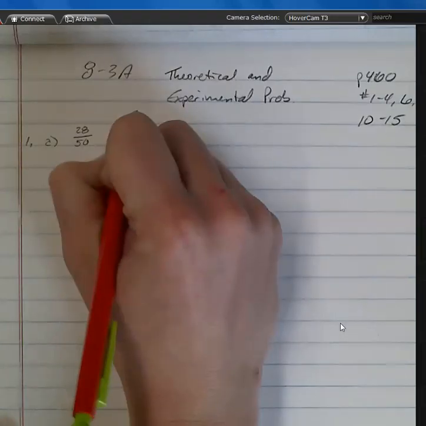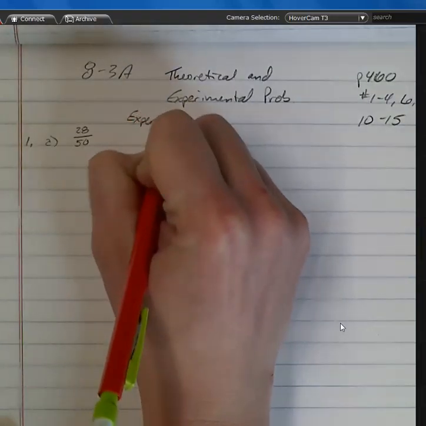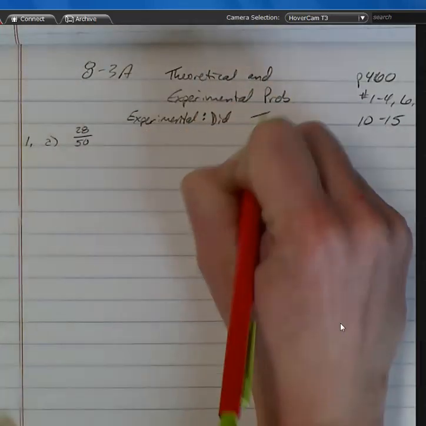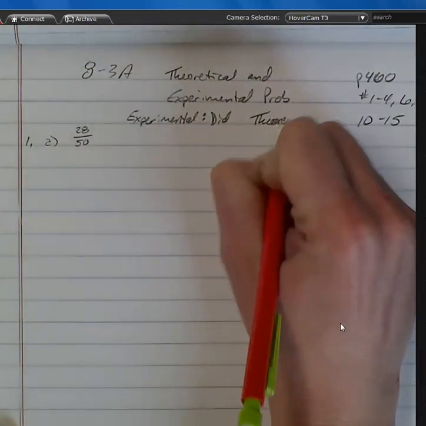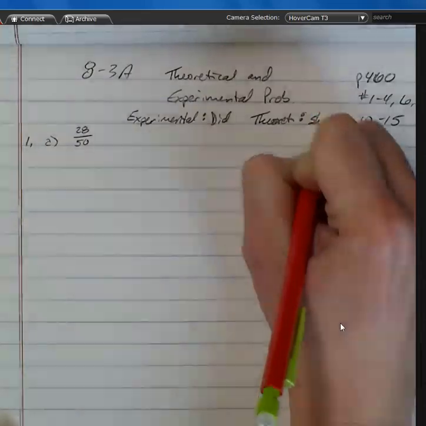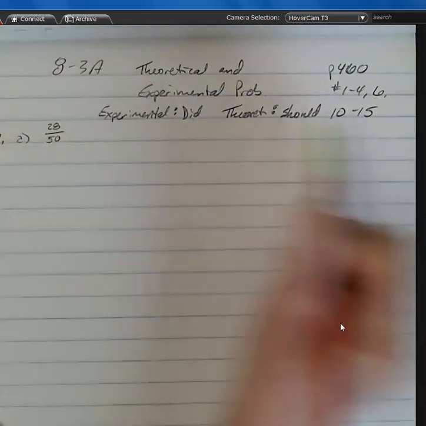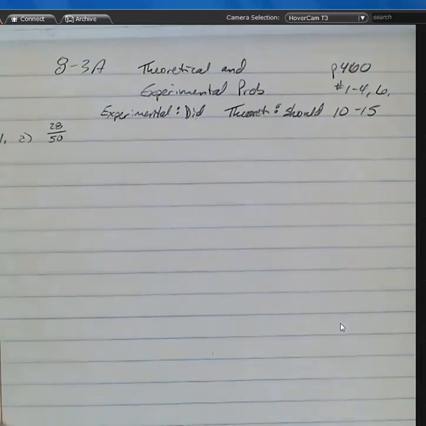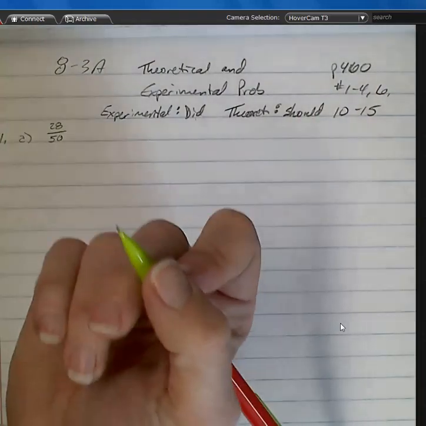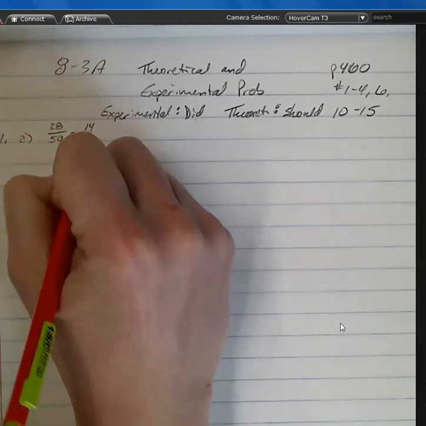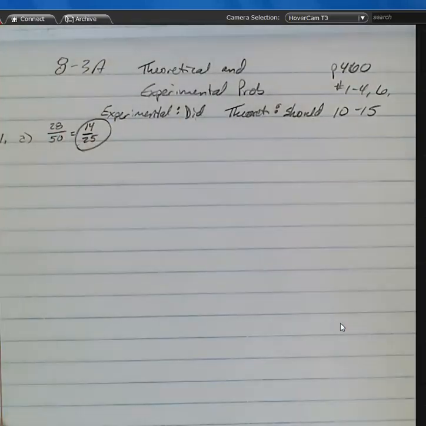So experimental is what did happen. Theoretical is what should happen. Okay, so if you don't know the difference, I would write that. Did happen, should happen. Do we reduce them? Yes. 14/25, because we're reducing to lowest terms. Good work. Question about experimental? It's what did happen.